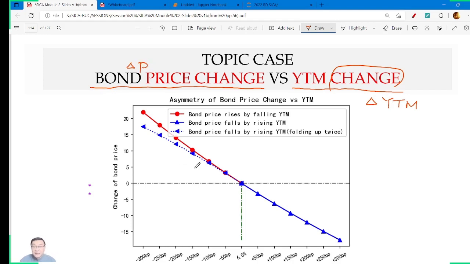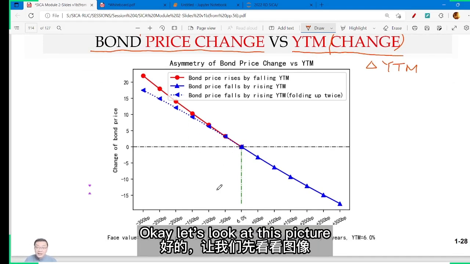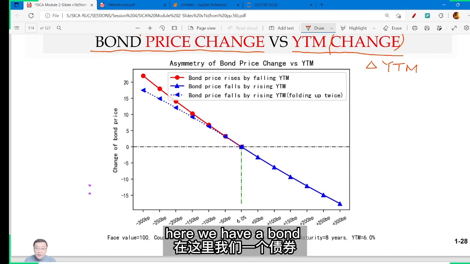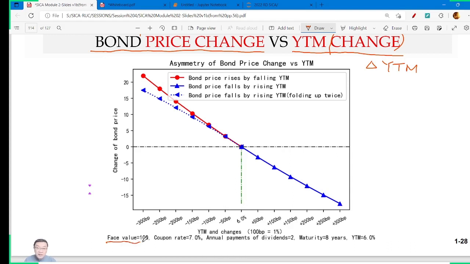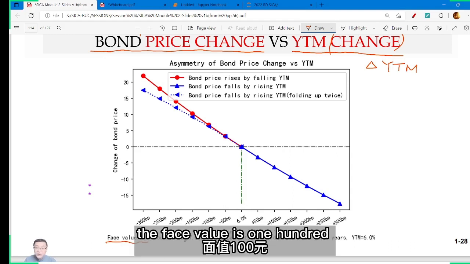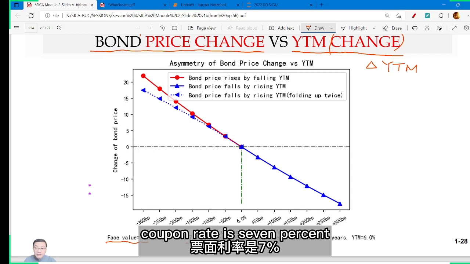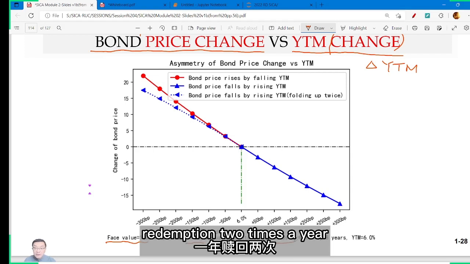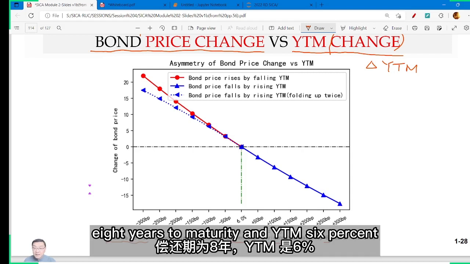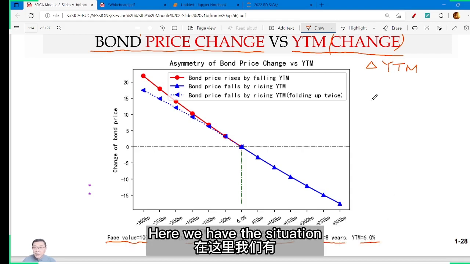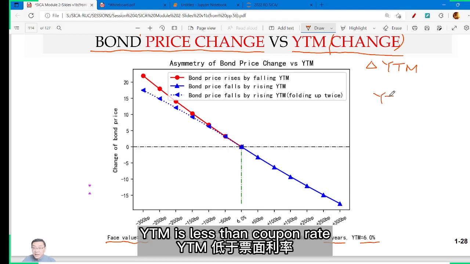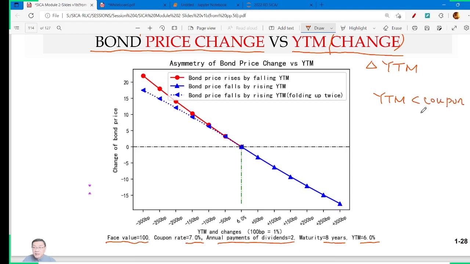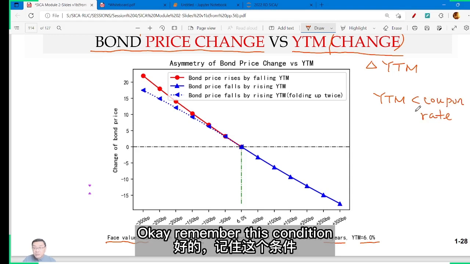Okay, let's look at this picture. Here we have a bond. Suppose the face value is 100, coupon rate is 7%, redemption 2 times a year, 8 years to maturity, and YTM 6%. Here we have the situation where YTM is less than coupon rate. Okay, remember this condition.